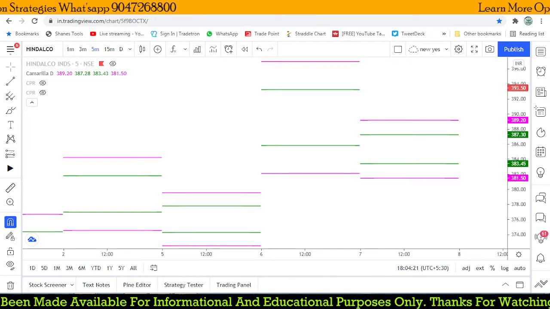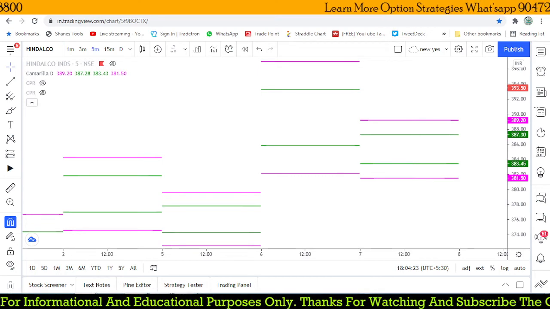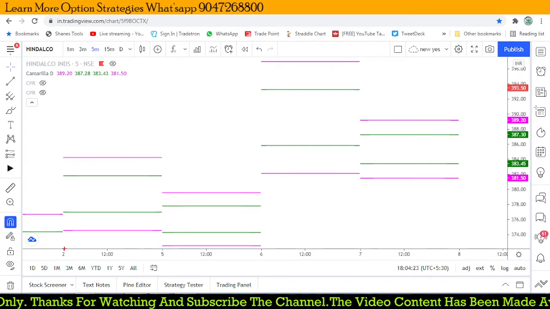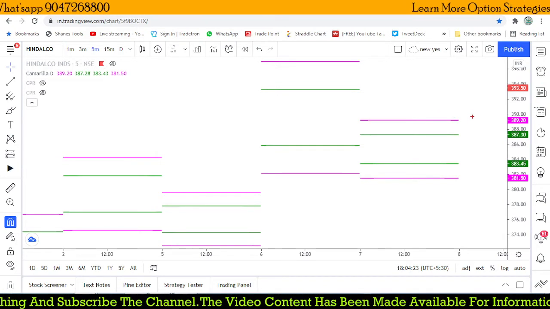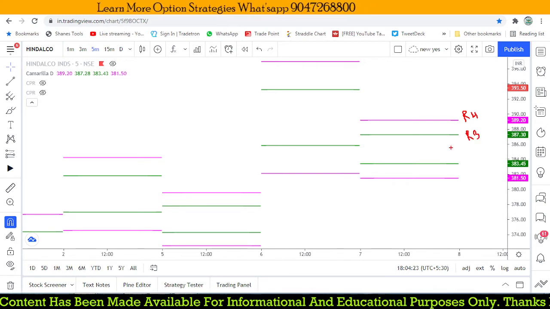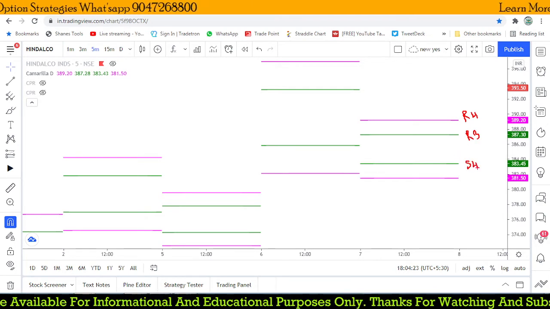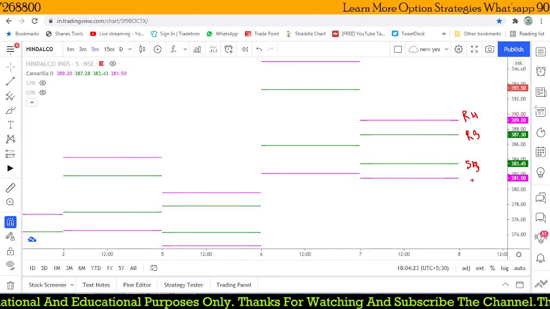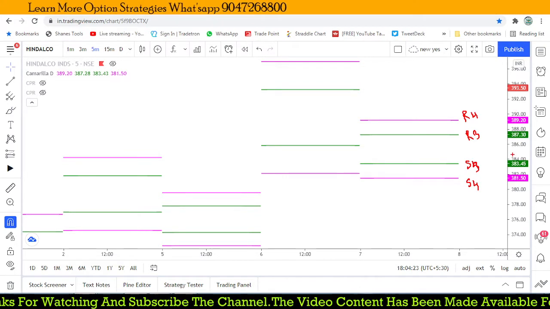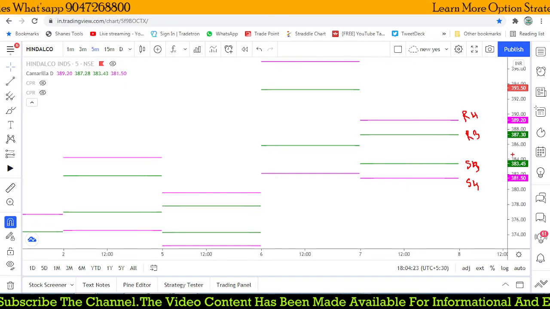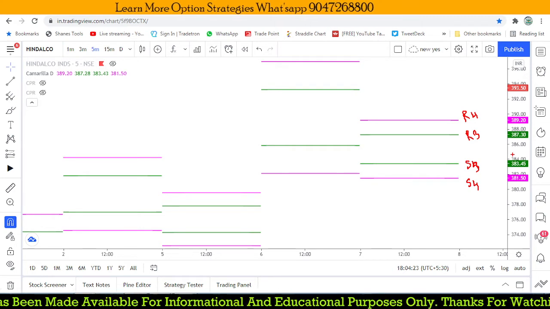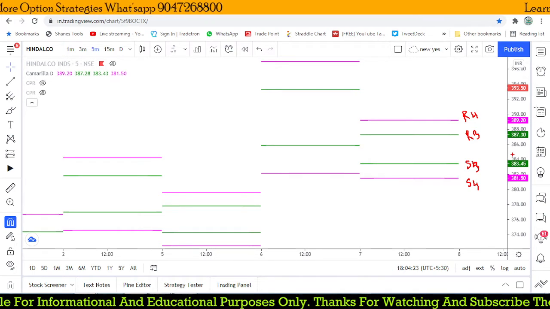But the main important levels for support and resistance are R3, R4 and S3, S4, or L3, L4. These four levels are very important to make an intraday trade. So using these intraday levels, how can we effectively do our intraday strategies?